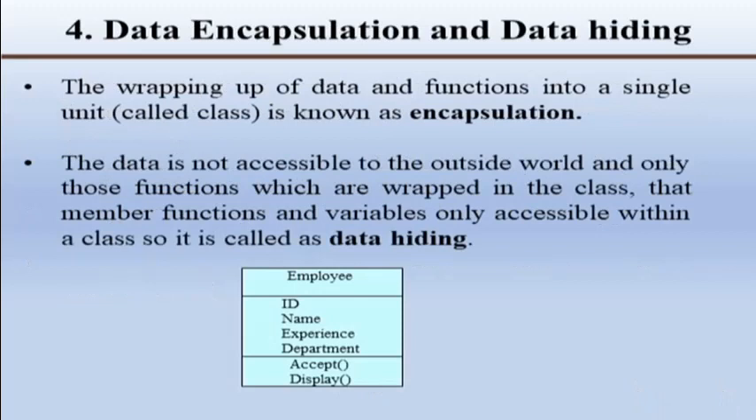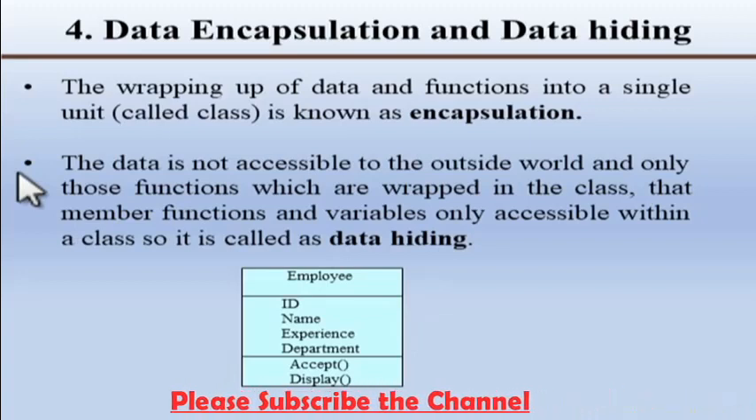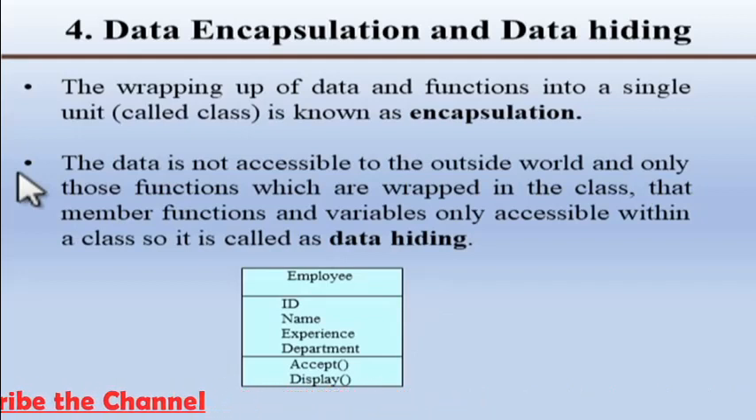Next, data encapsulation and data hiding. The wrapping up of data and functions into a single unit is known as encapsulation. Basically that single unit is nothing but the class. That means we are wrapping up of variables and member functions into a single unit, then it is called as a class. The data is not accessible to the outside world, and only those functions which are wrapped in that class, that member functions and variables only accessible within a class. So it is called as data hiding. Means external entity cannot access that data.